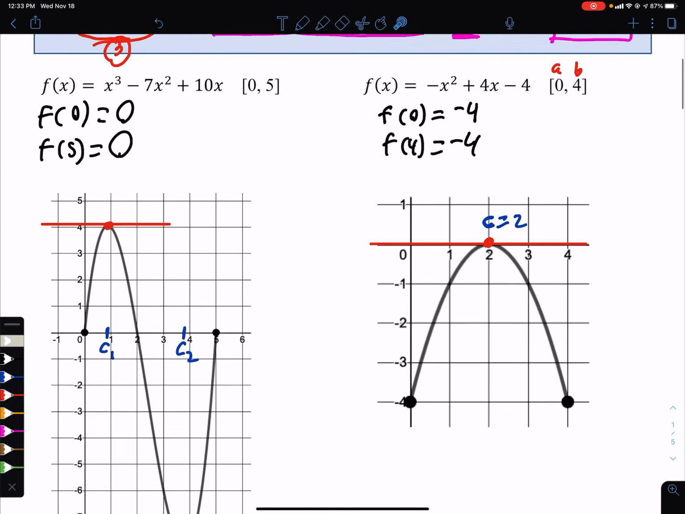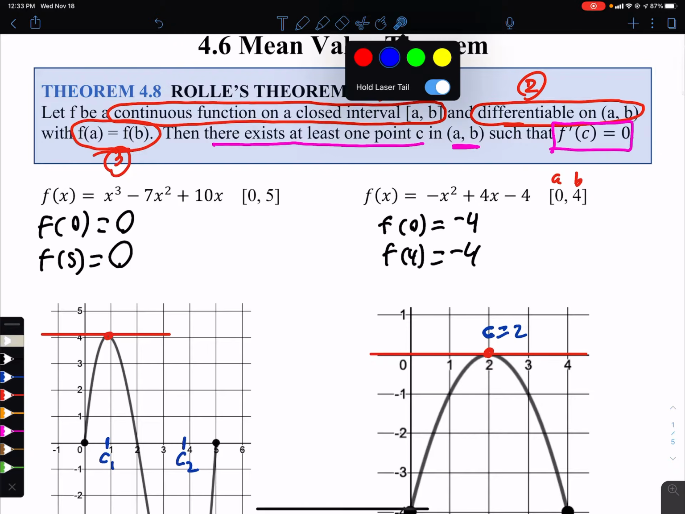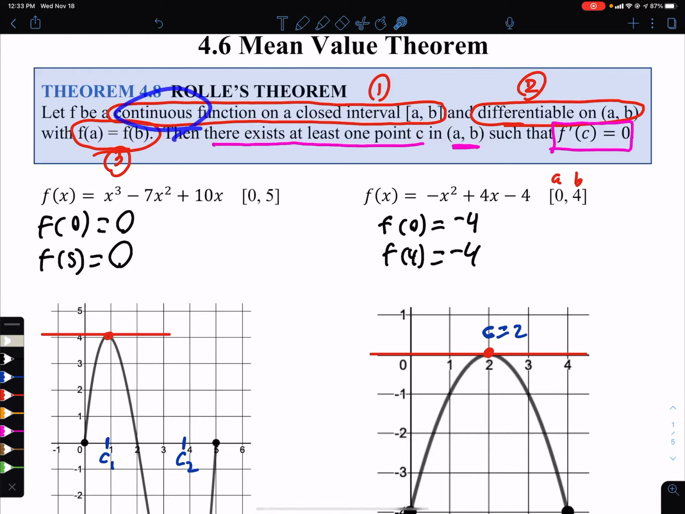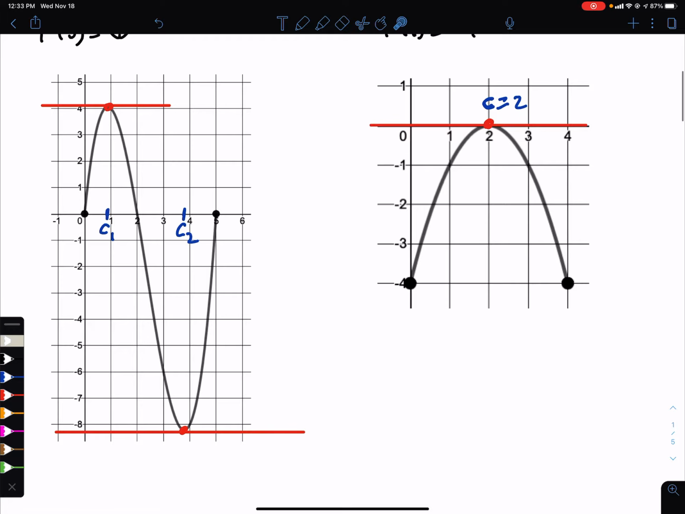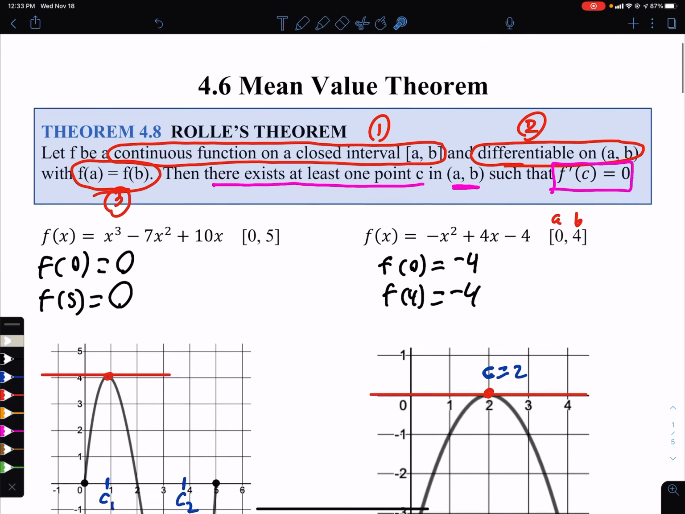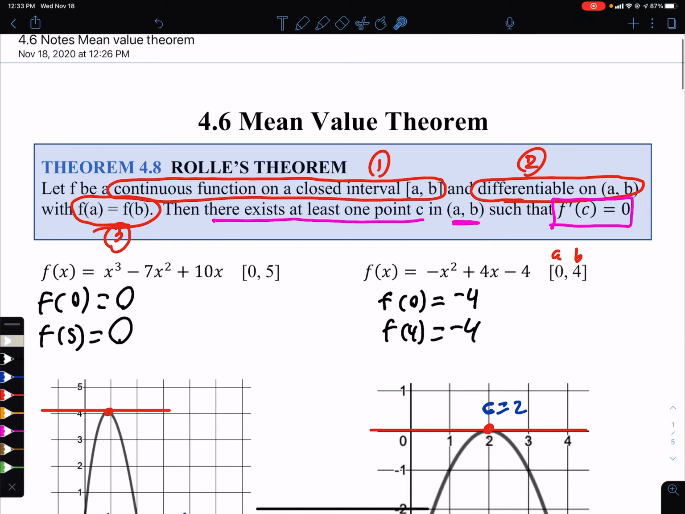That's all it's saying. So remember, important, 3 conditions: continuous on a closed interval, differentiable on the open interval, and the endpoints are equal. If all those 3 are true, there's got to be at least one point where the slope of the tangent line is 0. Could be more, as in this case. So that is Rolle's theorem. It's used quite often in FRQs, and you see them in multiple choice problems also.